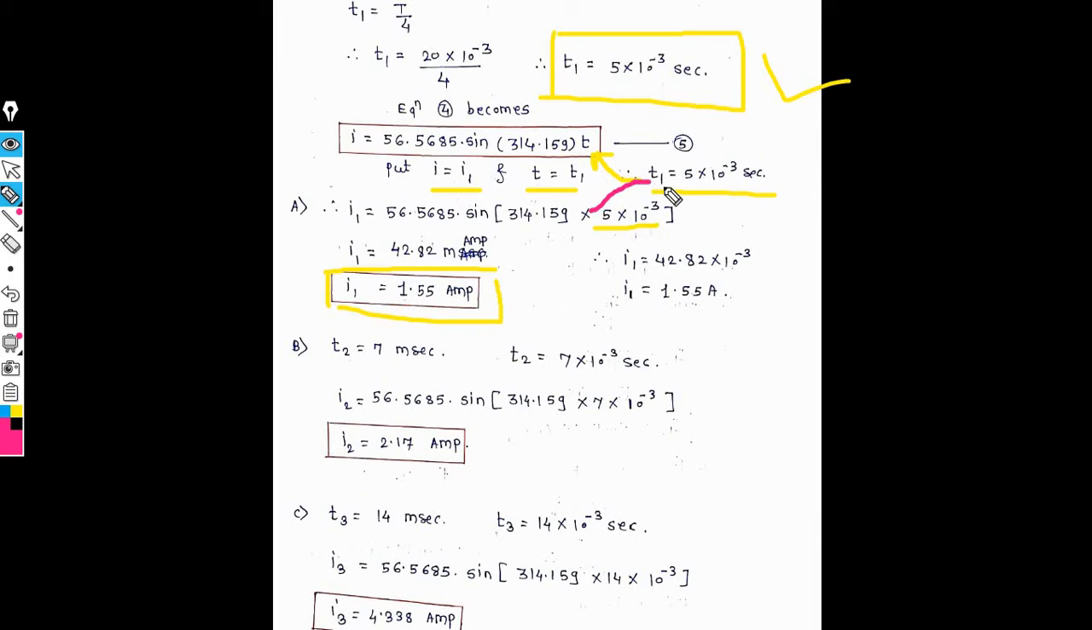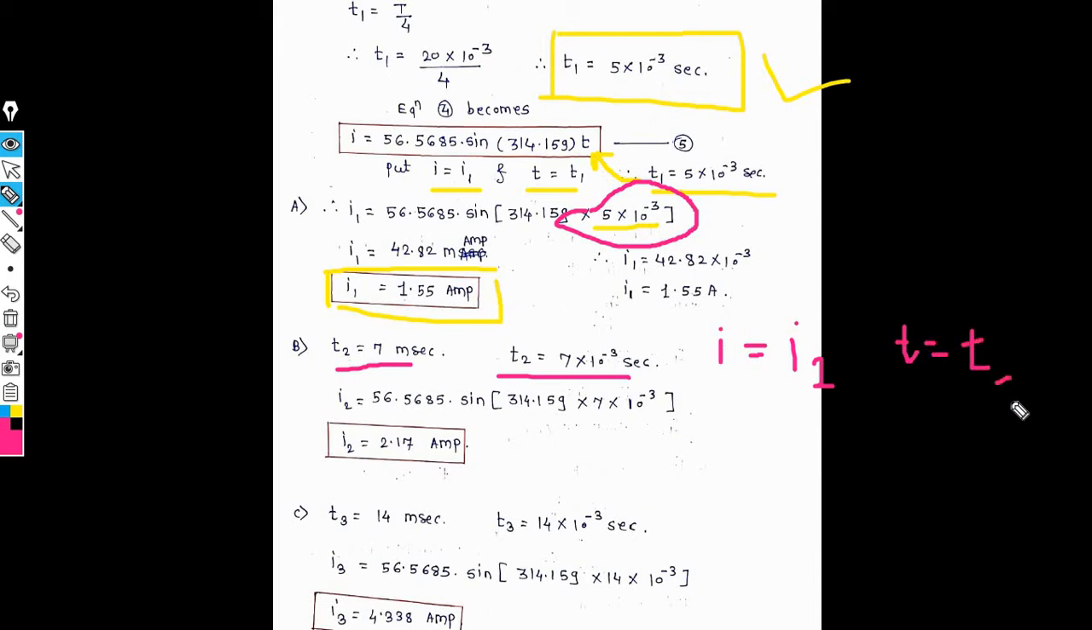First we considered time as 5 into 10 raised to minus 3. Then we consider time as 7 milliseconds, so T2 is equal to 7 into 10 raised to minus 3. Then put T is equal to T2 here: I is equal to I2 and T is equal to T2 in equation number 5.